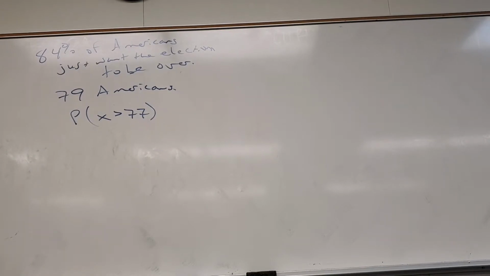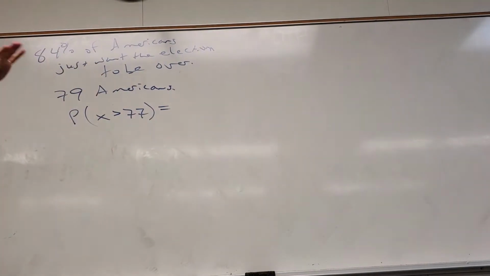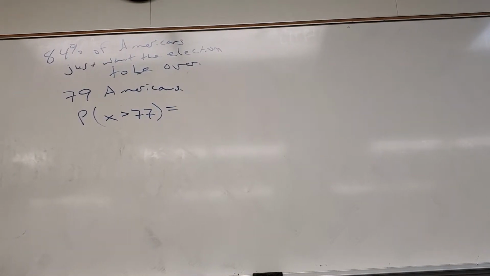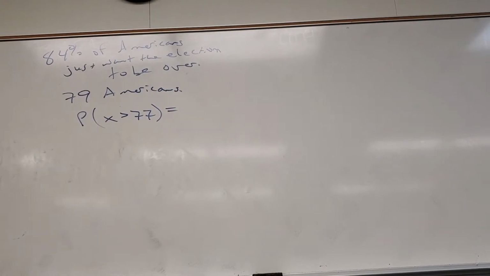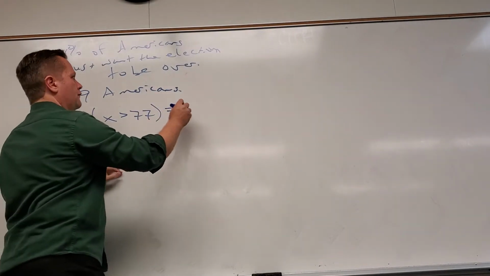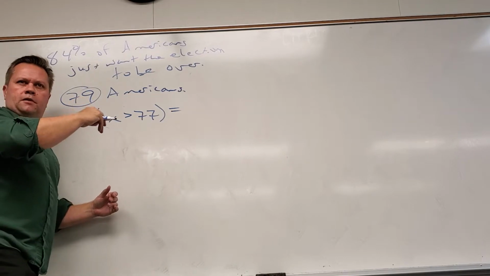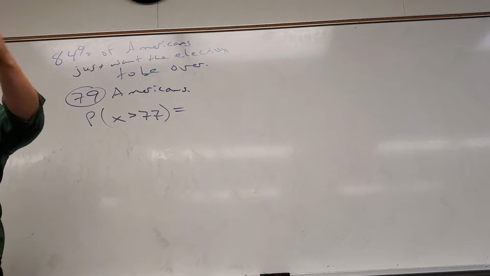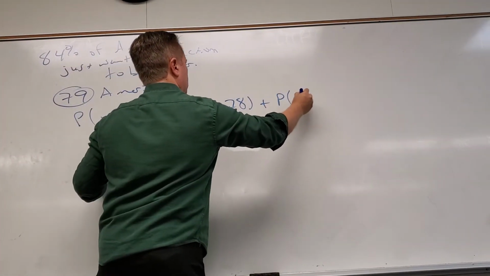So how do I do that? What does that mean? What's a better way to kind of spell this out? What's greater than 77? 78 and 79. There you go. So it's X greater than 77. In this case, it could be at most 79, right? I can create people, but not that quickly. So 78 or 79.